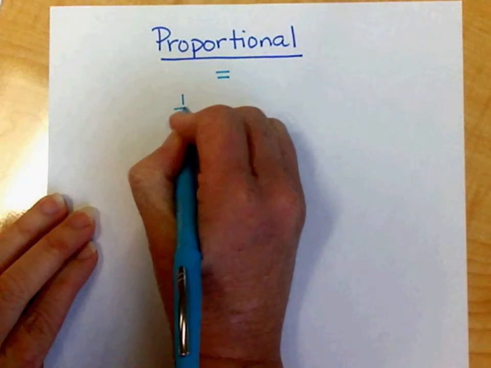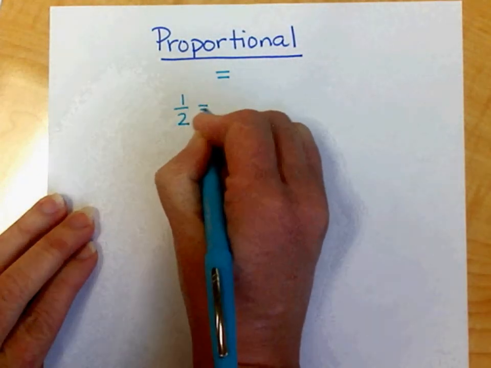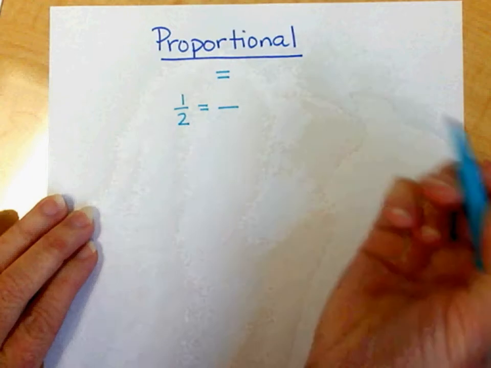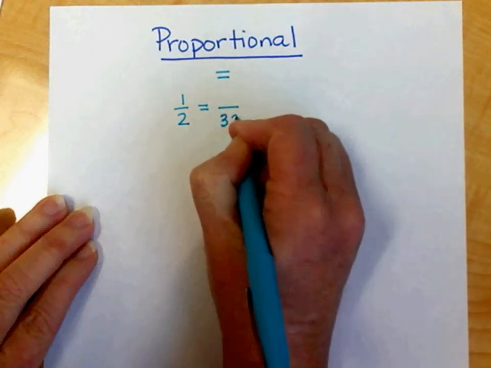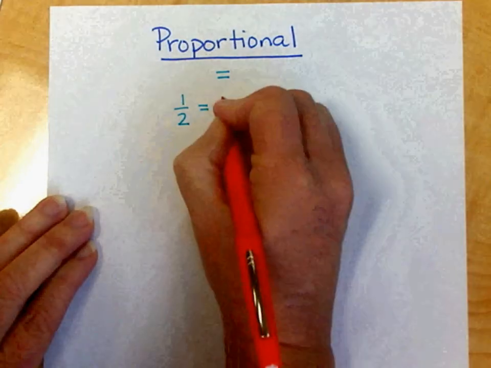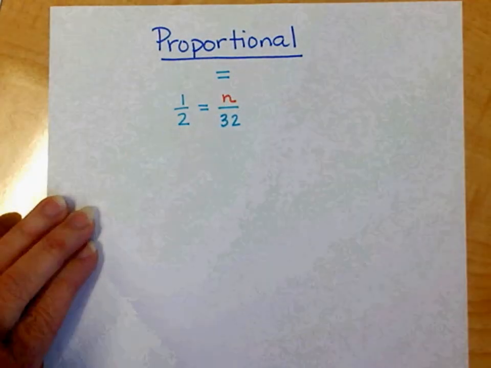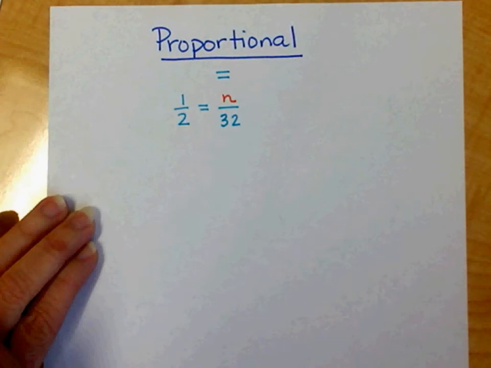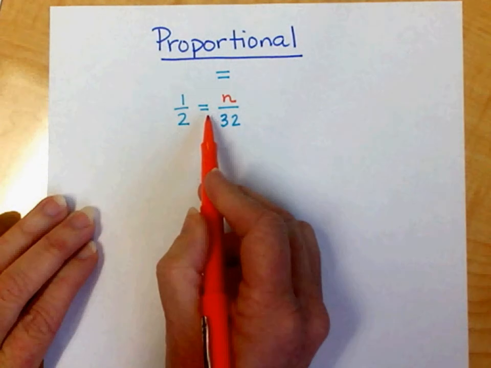So if I have 1 to 2 and I want to say that it is equal to something out of 32, we're going to start seeing a letter in that space that we need to solve. I want to make this ratio proportional. In other words, equal to.